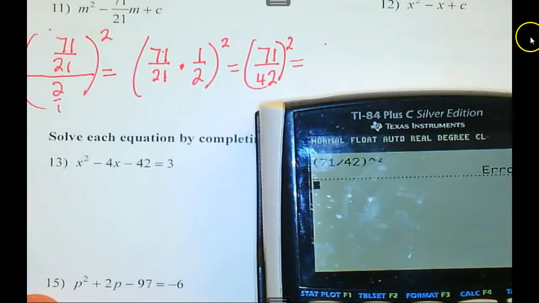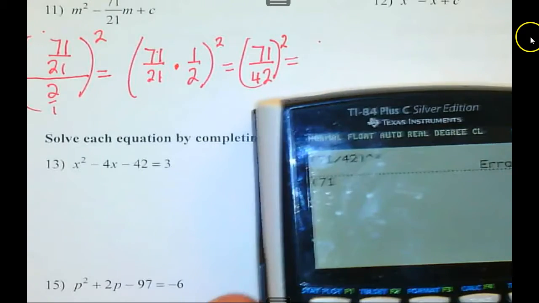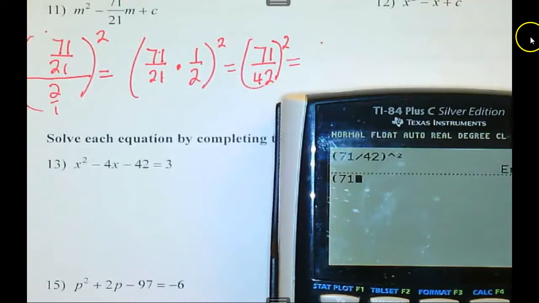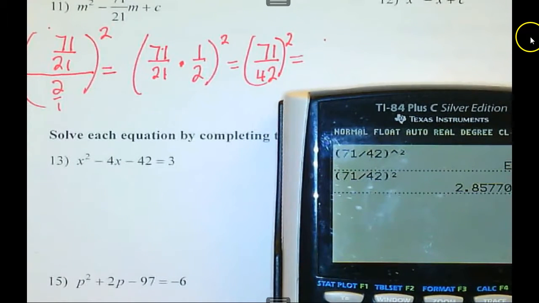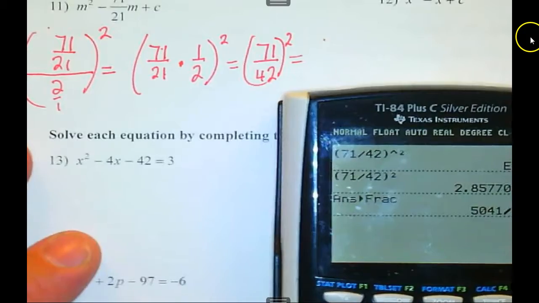I got an error. Let's try it again. I just did 71 squared over 32 squared. Sure. It should work this way. I get 2.8577. Let's try math. Enter, enter. I get 5,041.